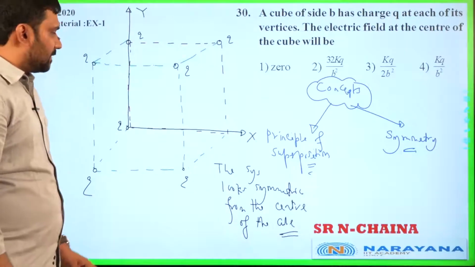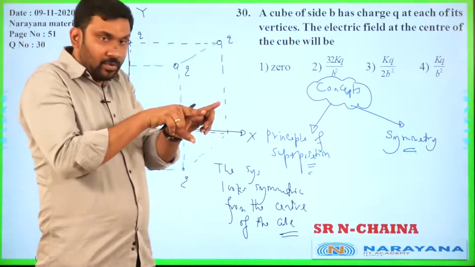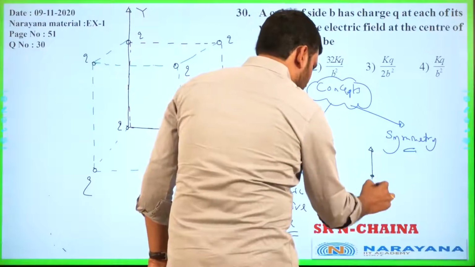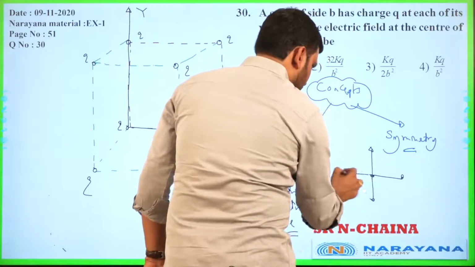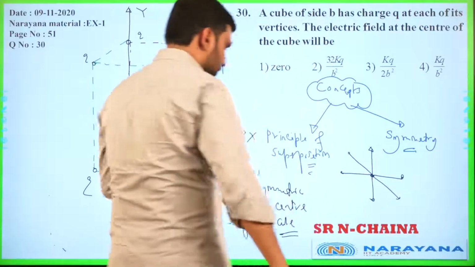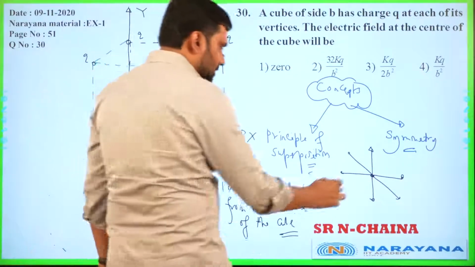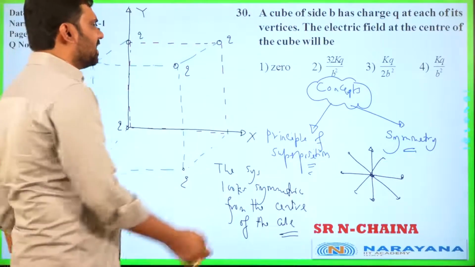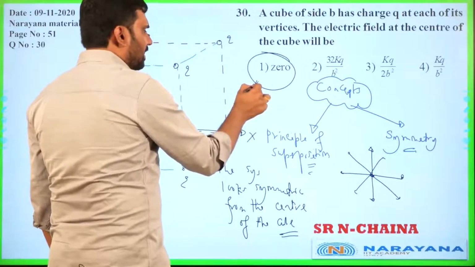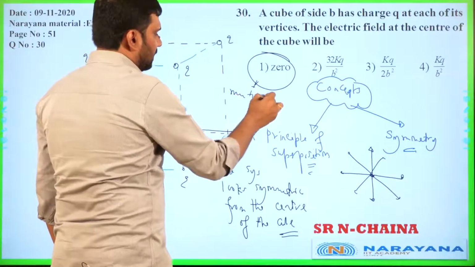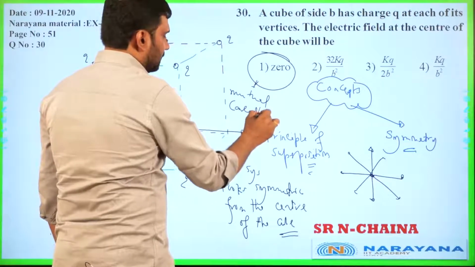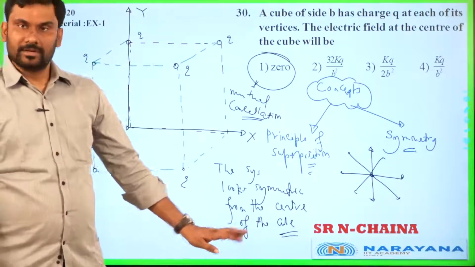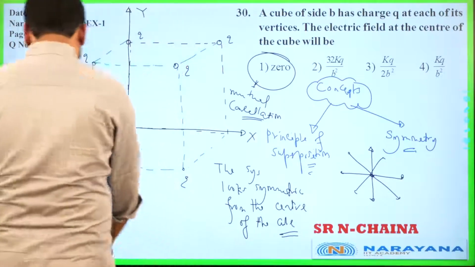So if it looks symmetric from the center of the cube, the electric field will be radially outward in all possible directions, right? So it will be like this. So net field is 0 here, they are cancelling. So 0, why? Because of the mutual cancellation. Very simple, right? Okay. Chalo.